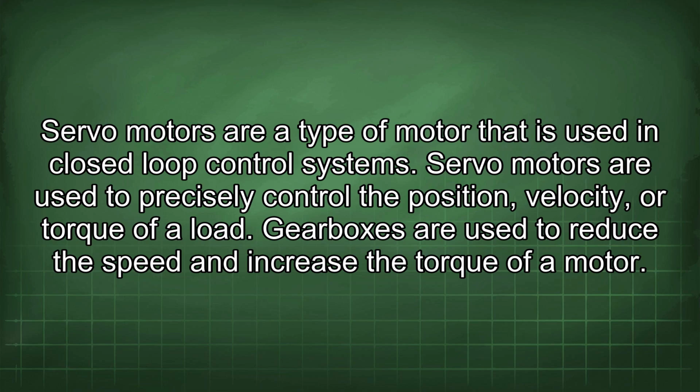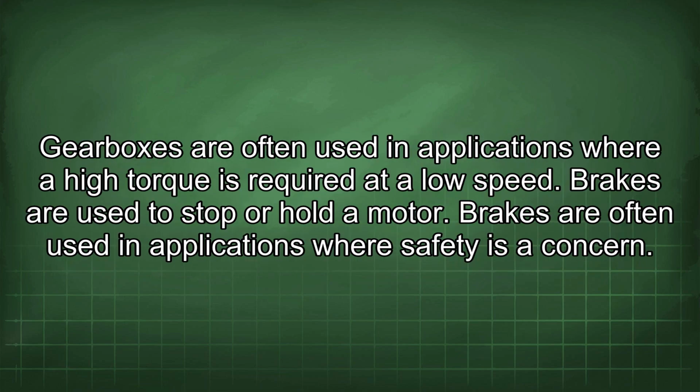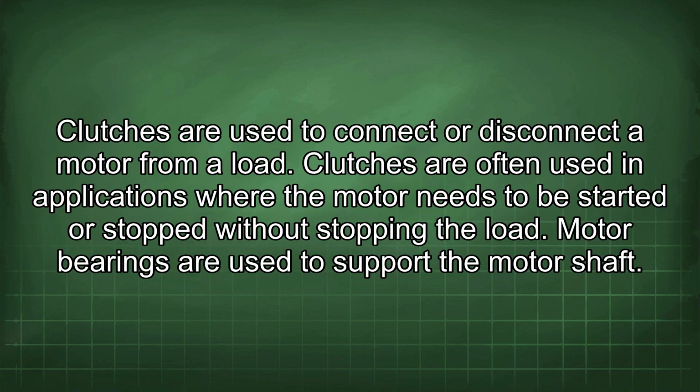Gearboxes are used to reduce the speed and increase the torque of a motor. Gearboxes are often used in applications where a high torque is required at a low speed. Brakes are used to stop or hold a motor. Brakes are often used in applications where safety is a concern. Clutches are used to connect or disconnect a motor from a load. Clutches are often used in applications where the motor needs to be started or stopped without stopping the load.